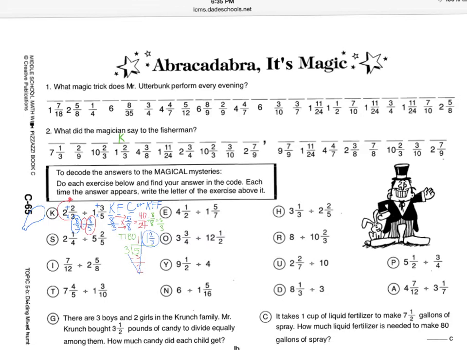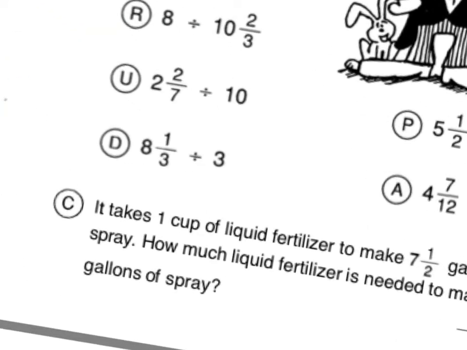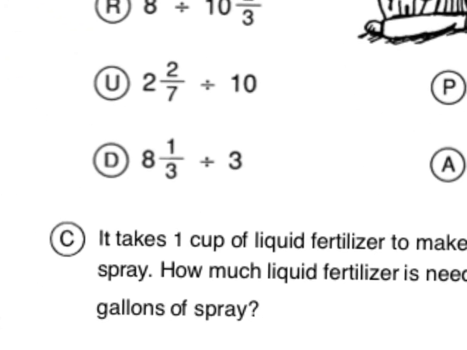No. All right, so there's only 1 2/3. I'm going to do one more with you. Let's look at this D down here. 8 1/3 divided by 3. So let's do the backwards C that you guys talk about.